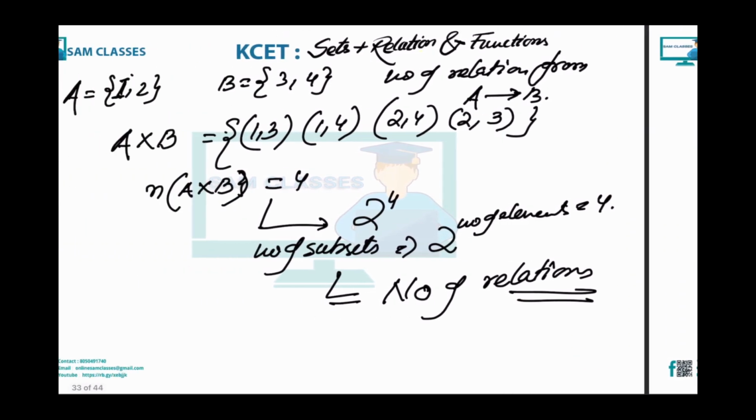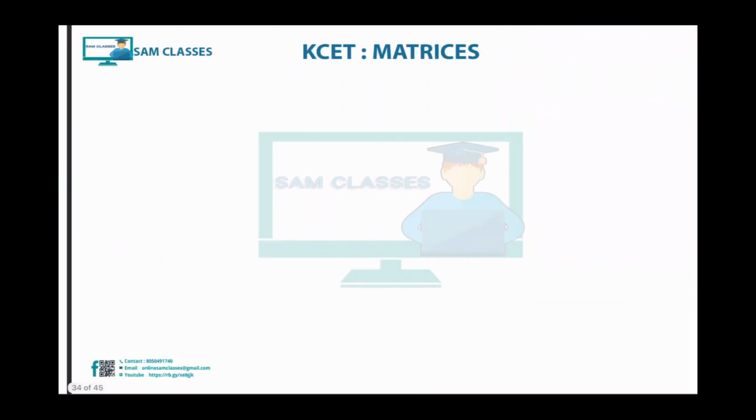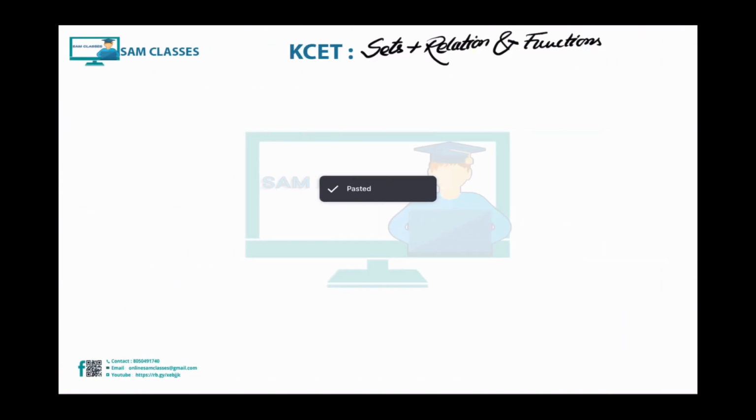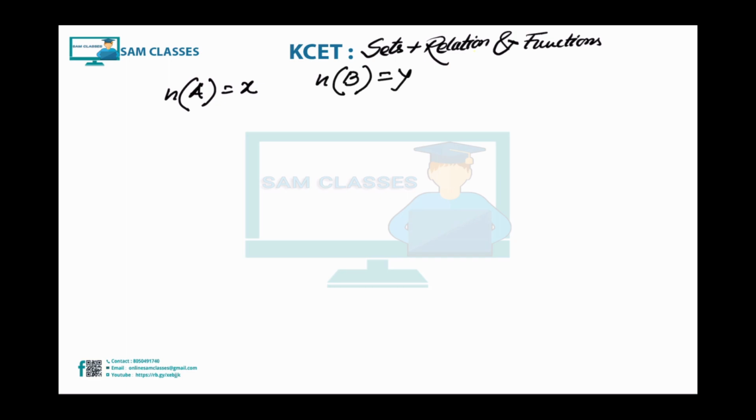Now if they give you a tricky kind of question, instead of giving you random values, they give you x and y. The number of elements in A they give you as x, and the number of elements in B they give you as y. Now they're telling you to find the number of relations.